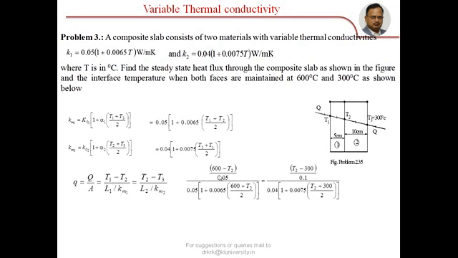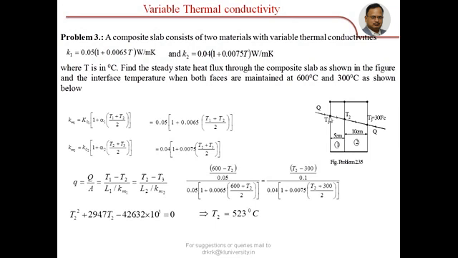T1 minus T2 by L1 by K mean 1, this is the formula for K mean 1, and T2 minus T3 by L2 by K mean 2. In this equation, the unknown is T2. So find out, you will get a quadratic expression and solve for it. You will get T2 equal to 523 degrees centigrade. So once you know T2, 523 degrees centigrade, then you can determine Q.